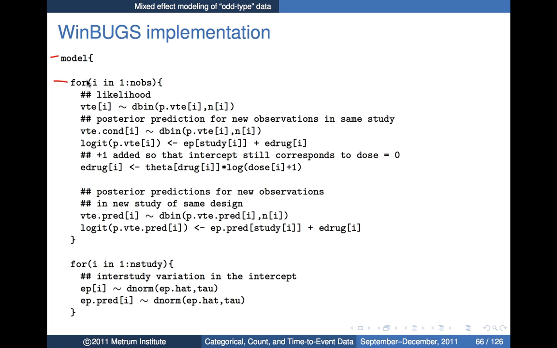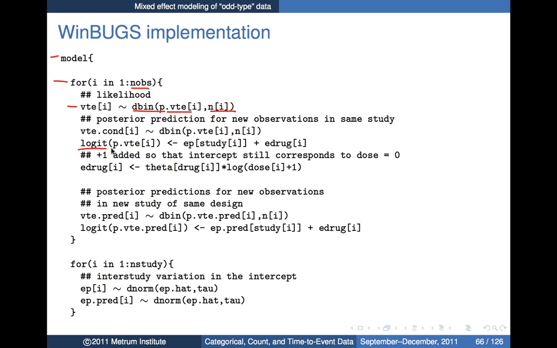We're going to loop over all of our observations. So this is going to go over all studies and all arms within those studies. So NOBS would be the total number of arms in this case. VTE is going to be data representing the number of patients that experience a VTE. And then again, that's going to be binomial with a parameter representing the probability of a VTE, and the N here will be the total number of patients exposed to the drug in that treatment arm.